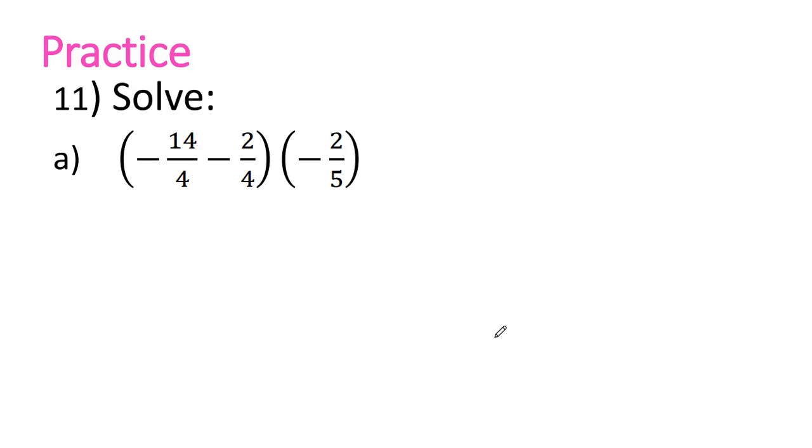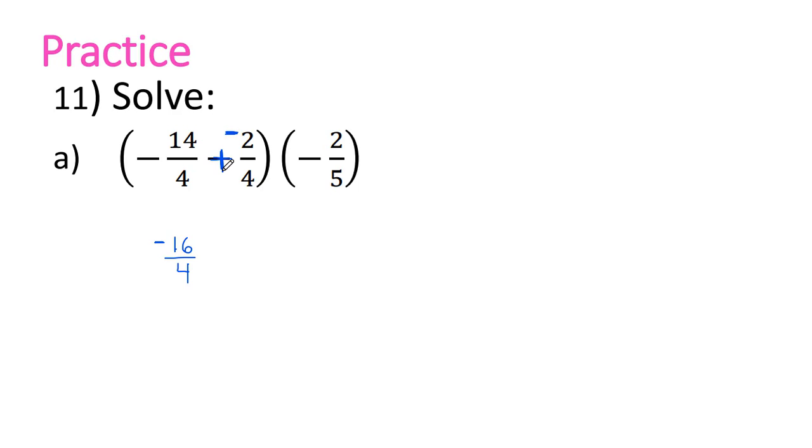So for number 11 practice, we're going to solve these fractions in brackets first. So we have subtraction in brackets and then multiplication by another fraction. So we're going to add the opposite. This is subtraction, so let's make it into adding the opposite. Now luckily our denominators are like denominators, so that's wonderful. So we can just keep the denominator of 4, and then we have a negative 14 plus a negative 2. So this is negative 16 over 4.